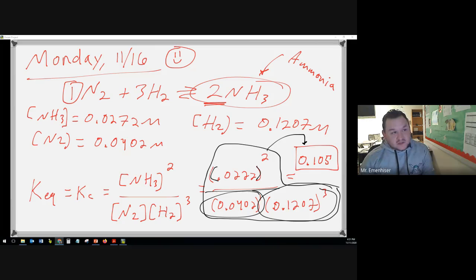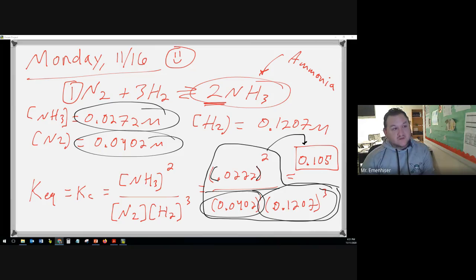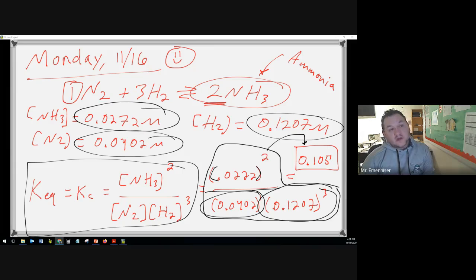If you're given an equation and initial, now these are equilibrium concentrations, okay? So at equilibrium, this is the concentration of NH3. This is the concentration of N2. This is the concentration of H2. So if you're given equilibrium concentrations like we are here, you plug them into your equilibrium constant expression and solve for K. And so that'll be your equilibrium constant value at a certain temperature. If we were given initial concentrations, we have to make a RICE table. So let's see how to do that.